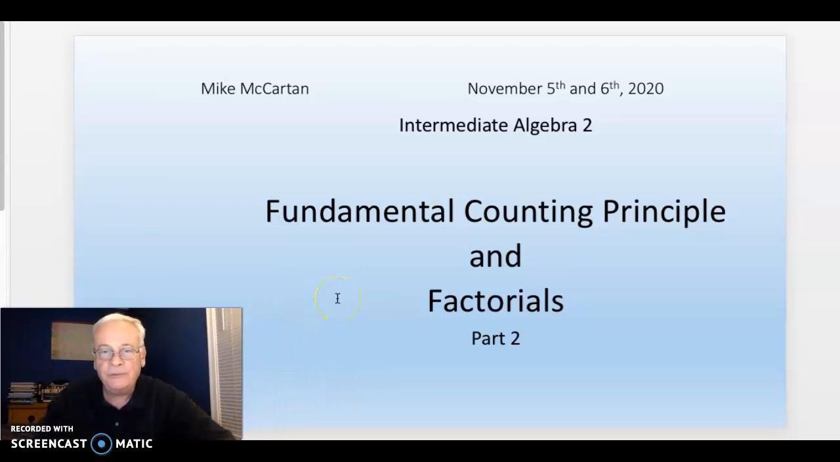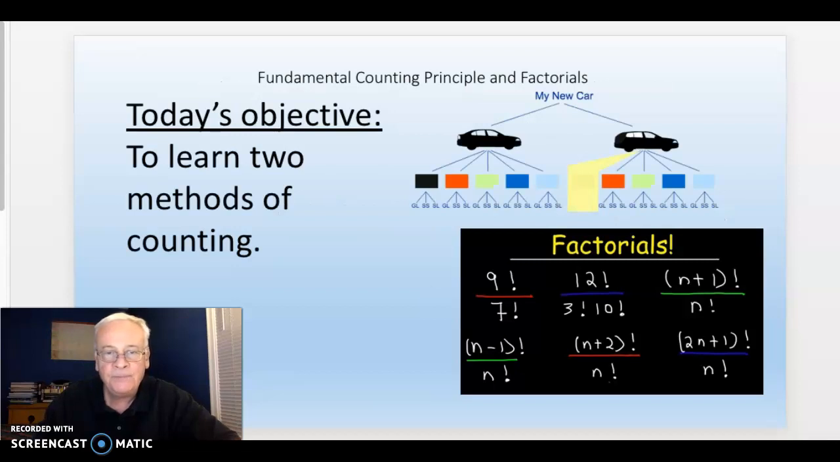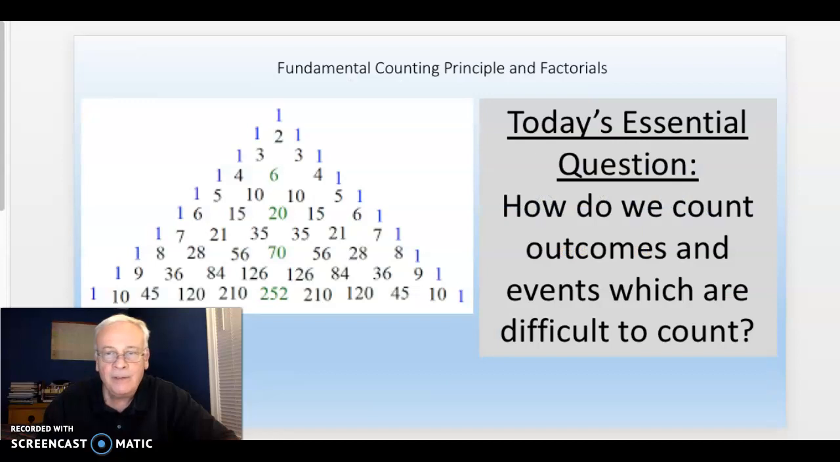Guys, this is part two. We're going to look at factorials today. If you remember, we looked at the fundamental counting principle earlier today. Now we're looking at factorials. Just to remind you, this is our second method of counting. And again, our essential question: how do we count things that are difficult to count? I don't think you need to actually write that down today.